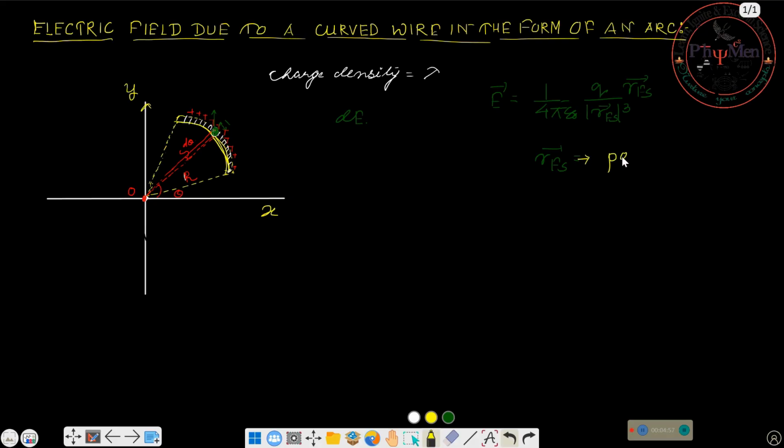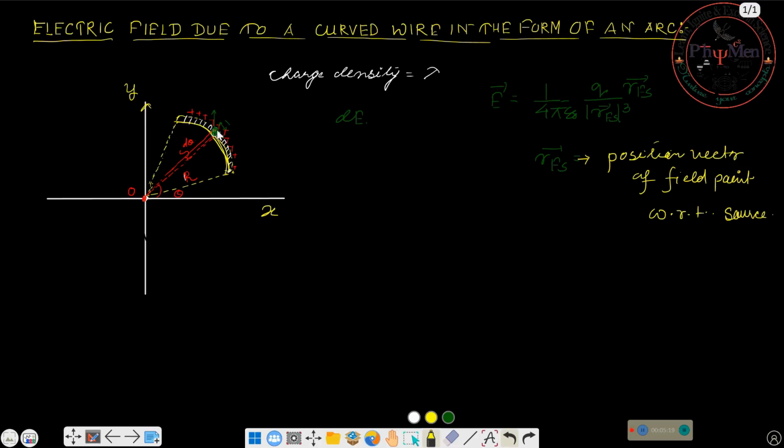This vector stands for the position vector of field point with respect to source.